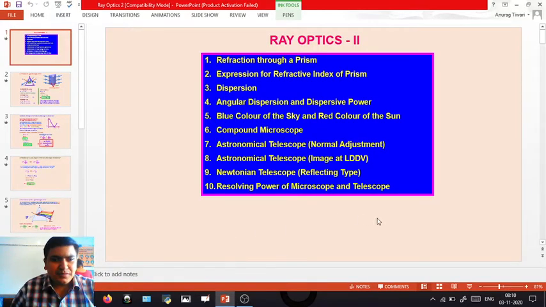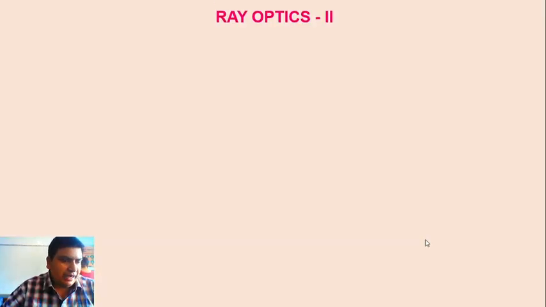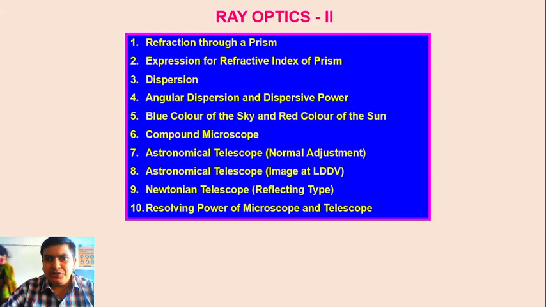Good morning, students. I hope you have gone through the previous lecture videos in which we already covered the ray optics portion till the lens maker's formula, and now we are going to start the second part of ray optics, in which we are going to study refraction through a prism, expression for refractive index of a prism, dispersion, angular dispersion, and dispersive power, the blue color of the sky, and the red color of the sun at the time of rising and setting.